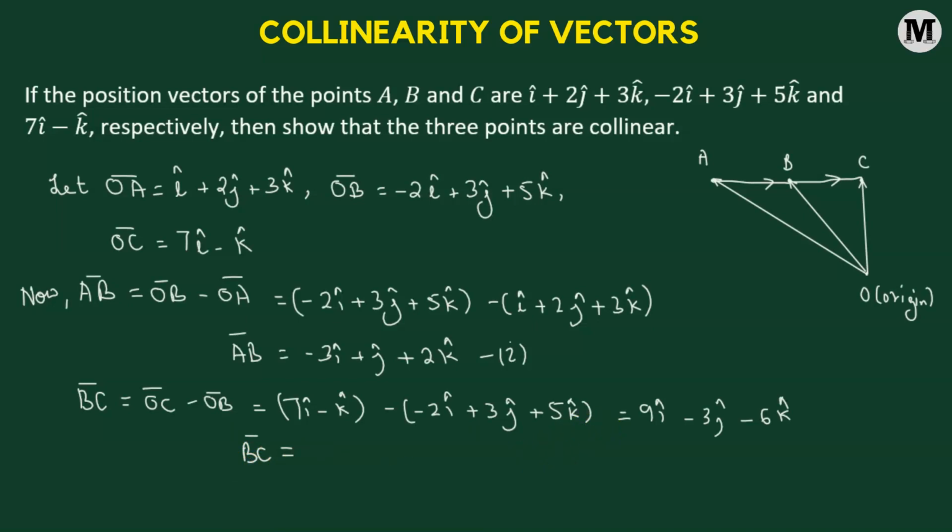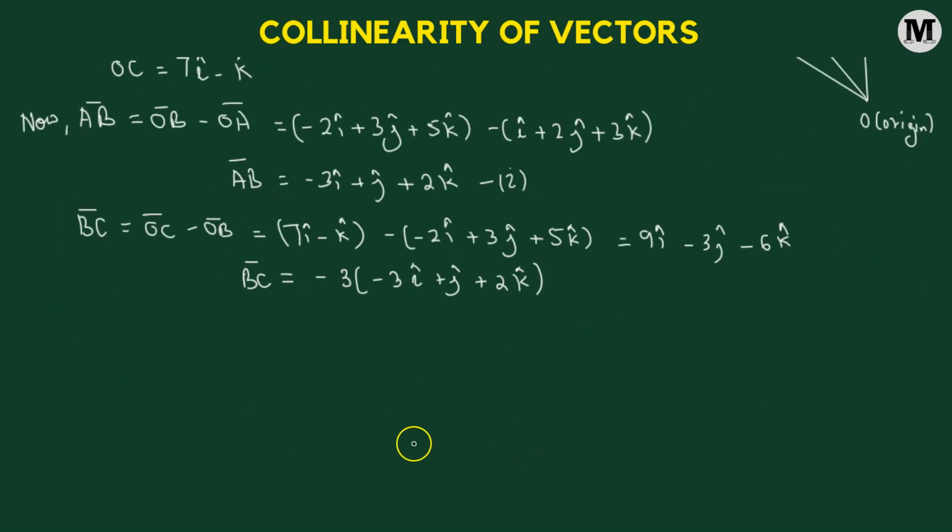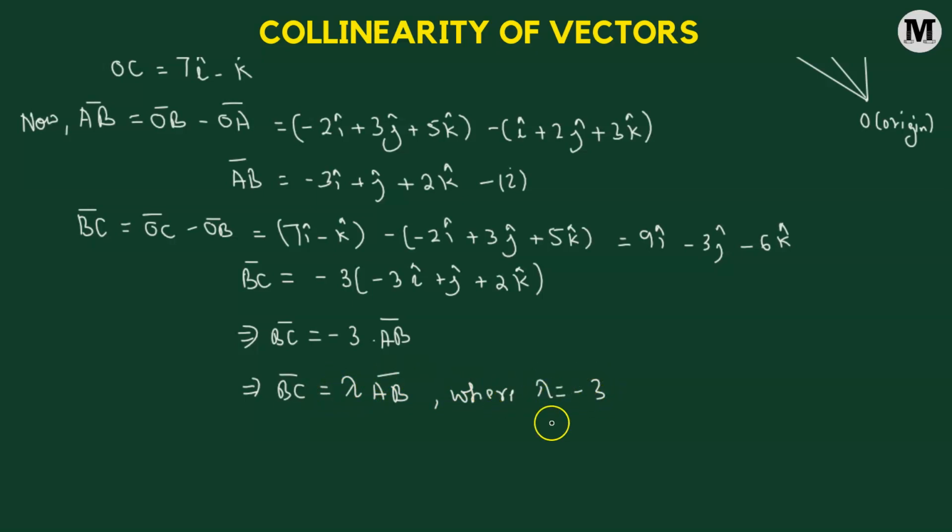Now, however, what we'll do, we will try to simplify BC vector. So let's take negative 3 as the common factor. So if we take negative 3 as the common factor, we have negative 3 multiplied by negative 3i cap plus j cap plus 2k cap. The reason why we took negative 3 as the common factor is because now we can express the vector BC as negative 3 multiplied by the vector AB, which means that we have BC vector equals lambda times AB vector, where we have considered lambda to be some scalar with a value equal to negative 3.